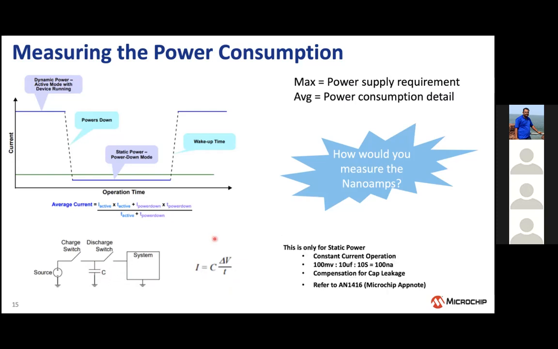But there is actually a very well explained procedure in a Microchip app note called AN1416. All the low power design techniques and calculations and power budgeting, and also the capacitive discharge method to calculate the nanoamps, everything is explained in a very detailed way in this Microchip app note. But this is the context. You need to know the basics and the context that we're explaining, right? So this is how you calculate the power.